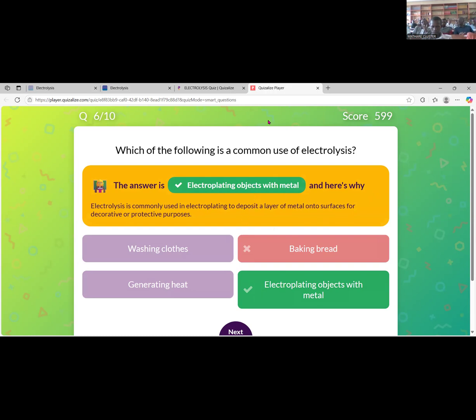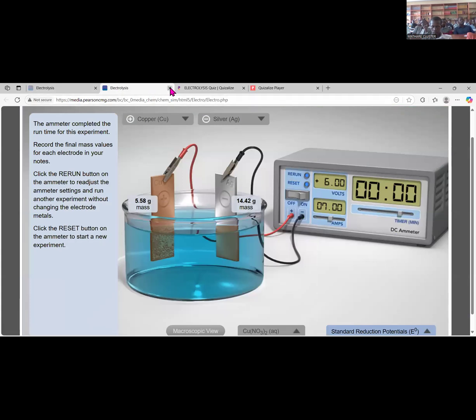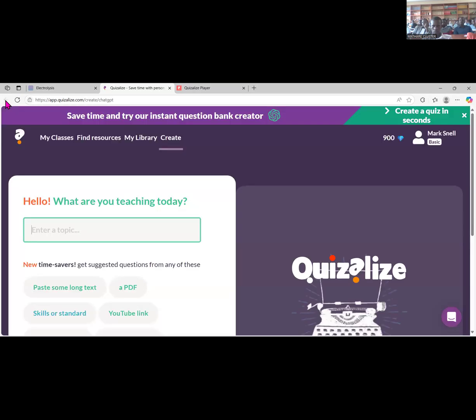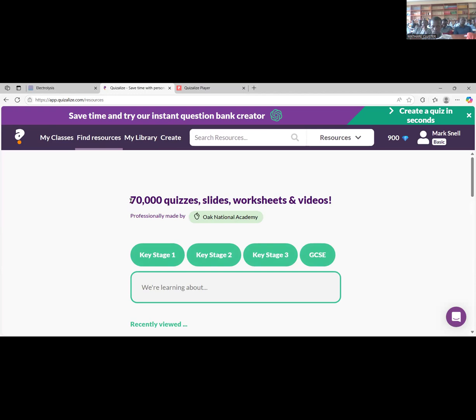Okay. So this is, wait a minute, let's go back. Whoops, not that one. So this is one part of this particular piece of software, okay? But as I said, there are other parts to it, and you're going to get access to it. So let's say I want to look at something else. I'm going to find some resources, and it says 70,000 quizzes, slides, in other words, pictures, worksheets, and videos on anything I want.